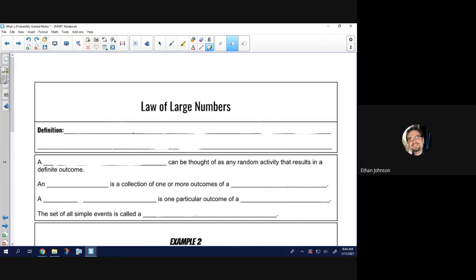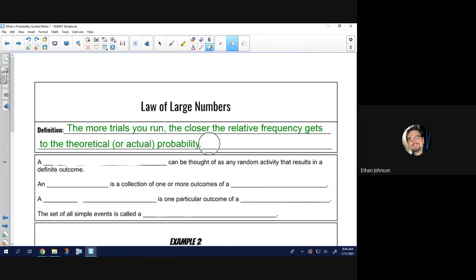What law of large numbers says is the more trials you run, the closer the relative frequency gets to the theoretical or actual probability. So the more trials we do, the closer that probability gets to be our actual theoretical probability. Because the theoretical probability is, in an ideal world, this is what would happen. We would roll a die, and every 6 times we roll it, we would get a number 1, 2, 3, 4, 5, and 6. That would be in an ideal world. Now, in reality, that's not the case.